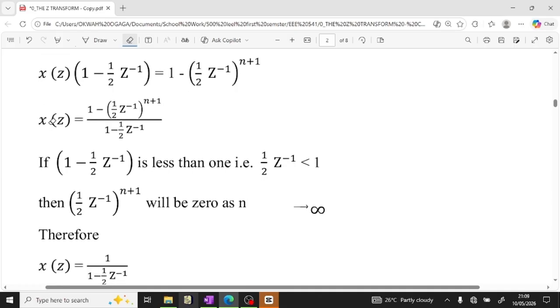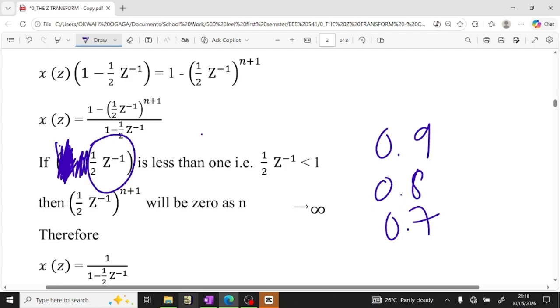then we'll now consider, we have x of z equals all this now. Consider this. If this expression, which is what you have under, is less than 1, that is 1 over 2z minus 1 is less than 1. Our lecturer said that in this part we are just looking at this. If this is less than 1, let's say, less than 1 means 0.9 or 0.8 or 0.7 or something like that.